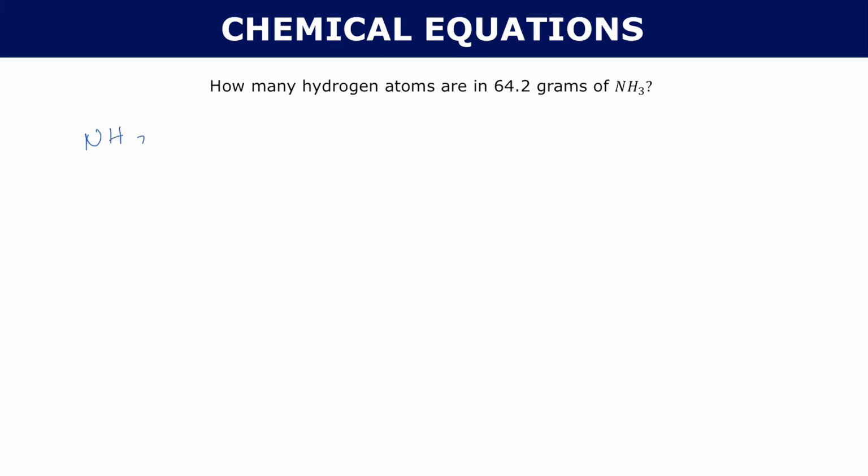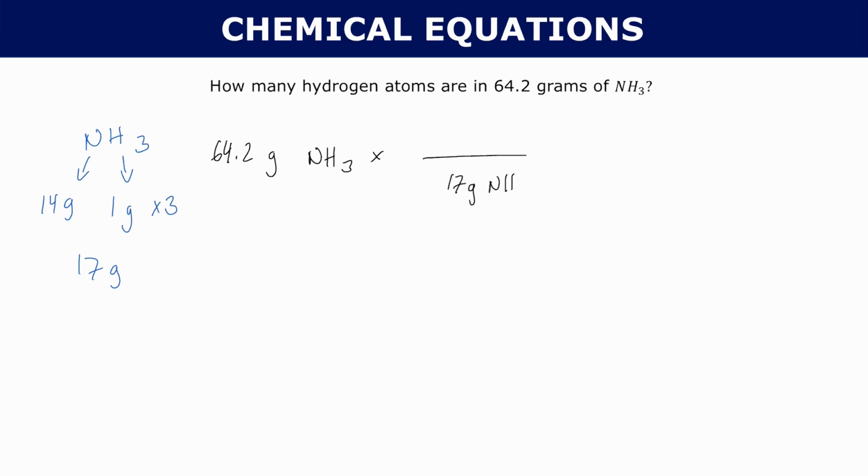So we have NH3, nitrogen has a molar mass of 14 grams, and hydrogen has a molar mass of 1 gram, but we have 3 of them, so that's 3 grams. 14 grams plus 3 grams is 17 grams. So the molar mass of ammonia is 17 grams. So let's use that information. We have 64.2 grams of NH3, and we know that in 17 grams of NH3 is 1 mole of ammonia. So that's going to come out to about 3.78 moles of ammonia.